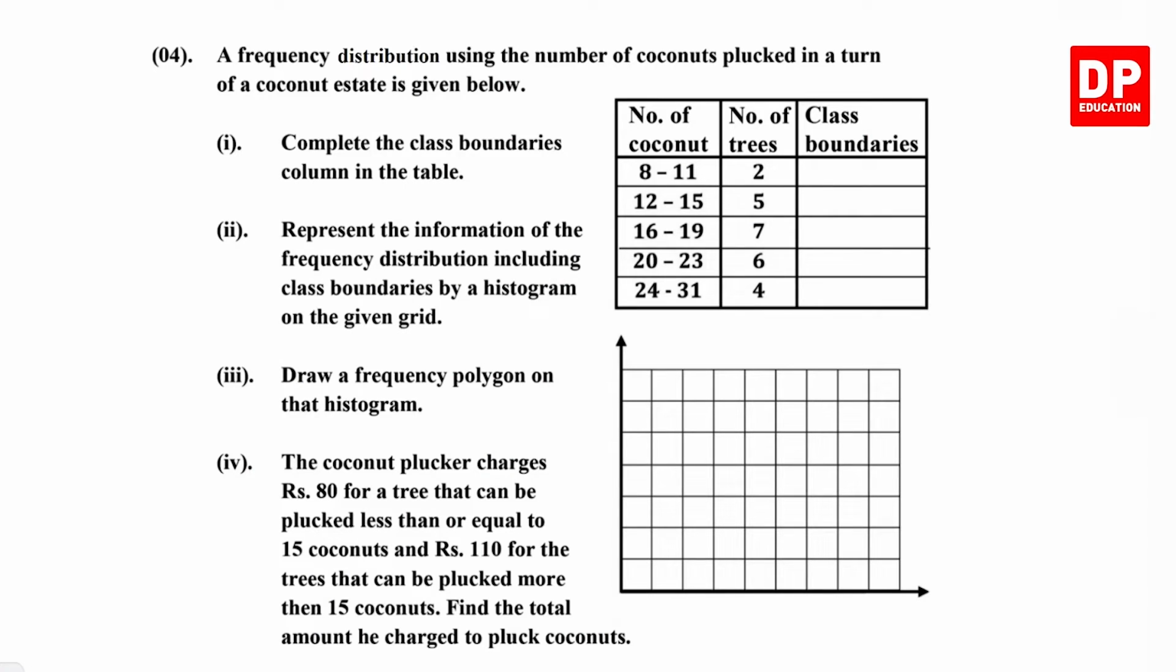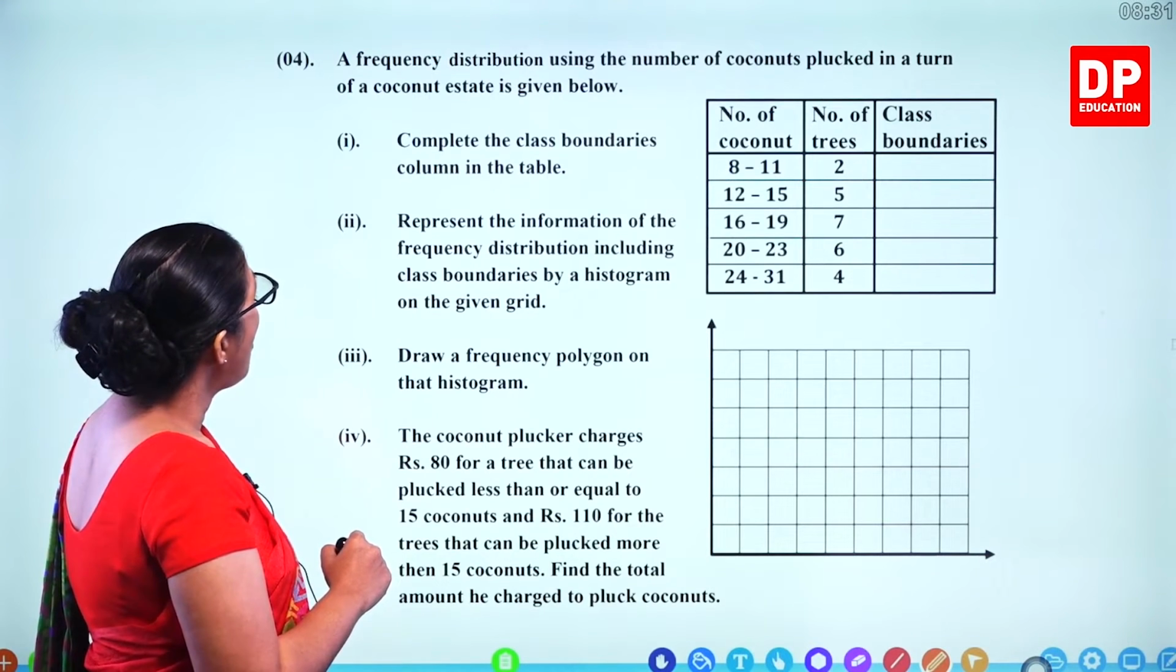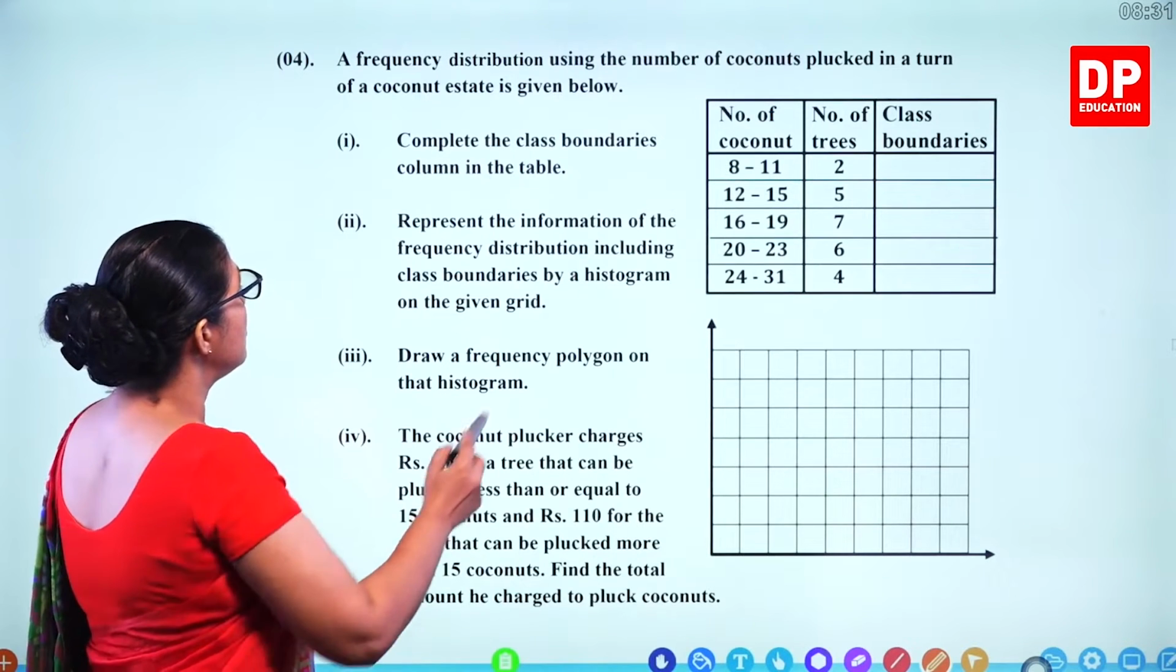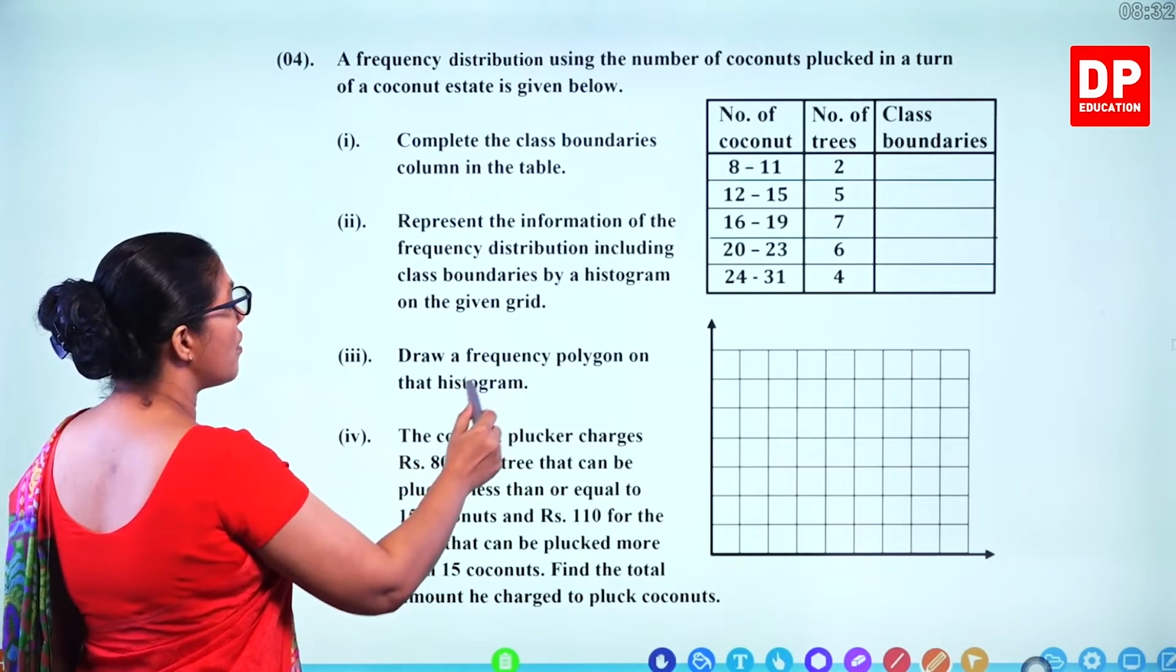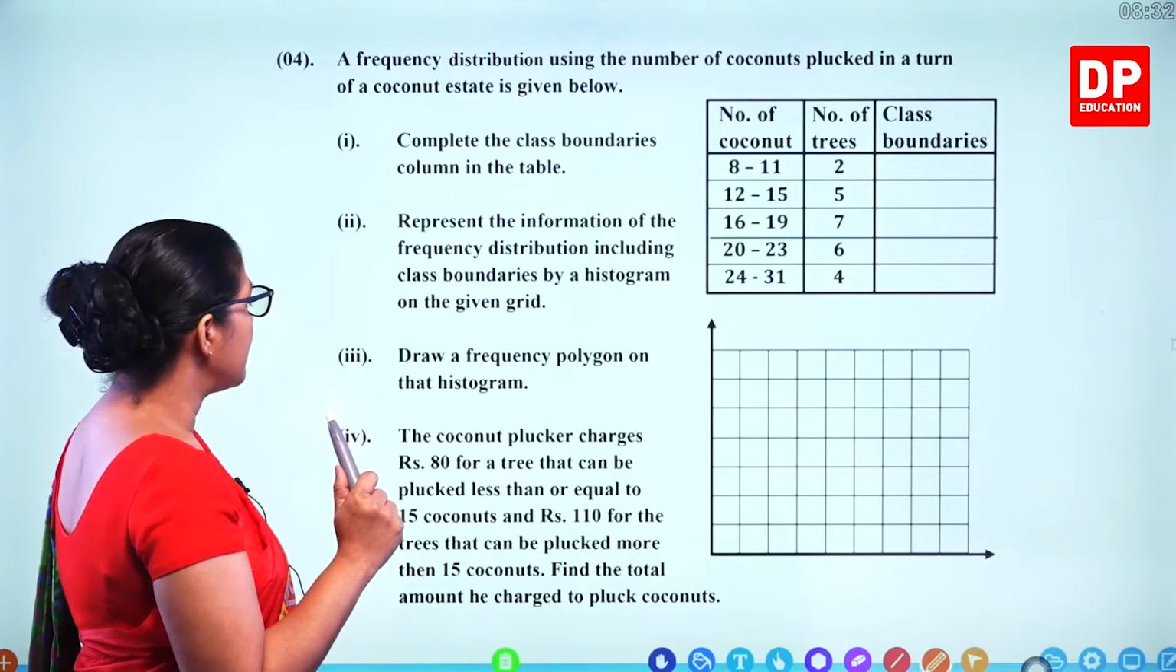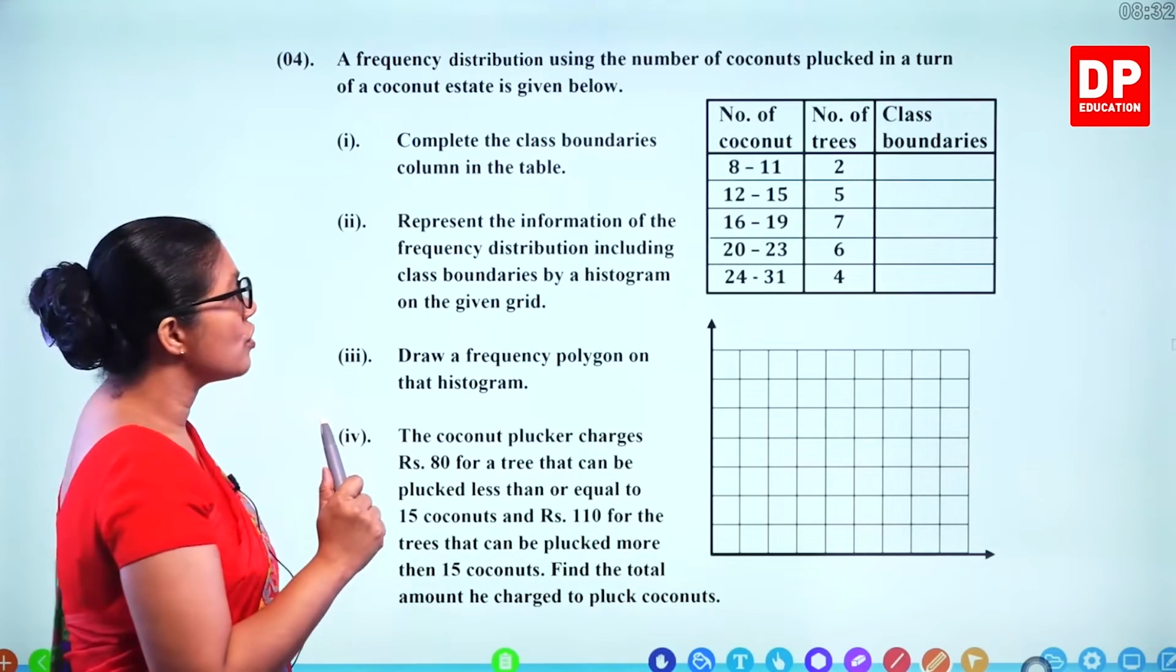Let's do 4th one. It's about statistics. So a table is given and you are asked to find out. You're asked to draw the histogram and draw frequency polygon. So let's do this question separately.